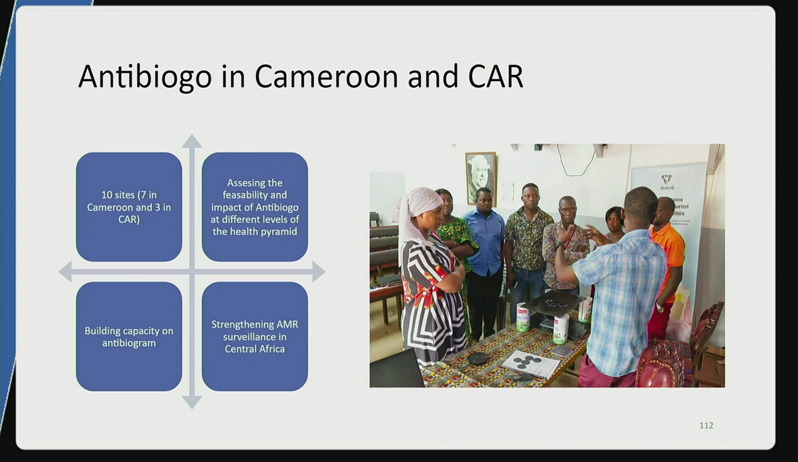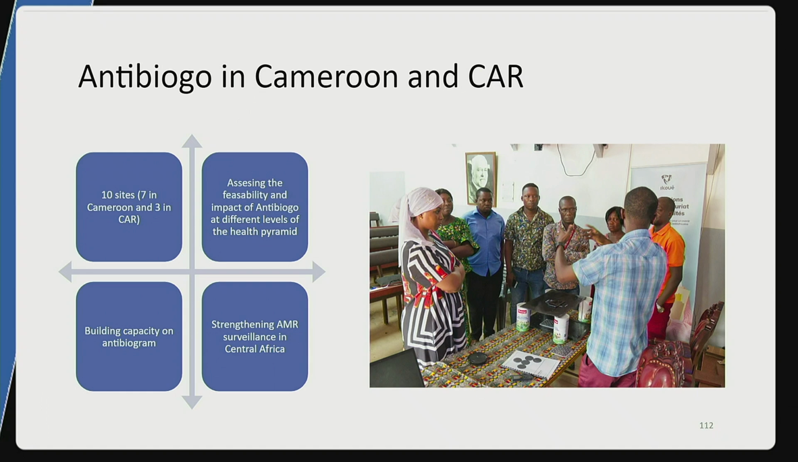The second part, as we've just seen in Asia, is also to assess the feasibility and the impact of Antibiogo at different levels of the health pyramid, because the added value in a lab like Pasteur will be different at a lower level. But it's important to have that information and see how we can position it and for which impact we would like to have it implemented.